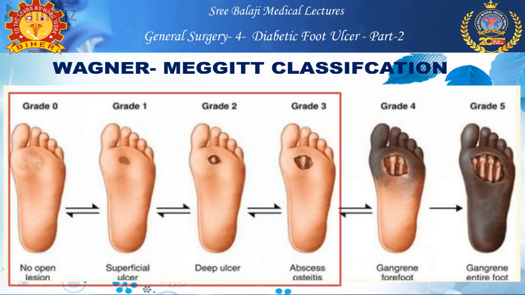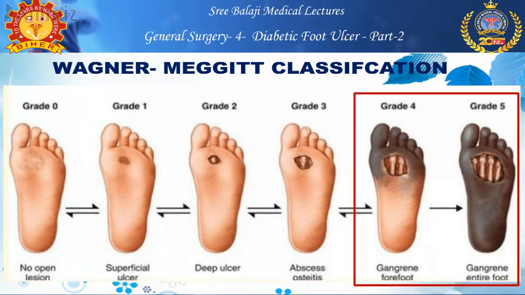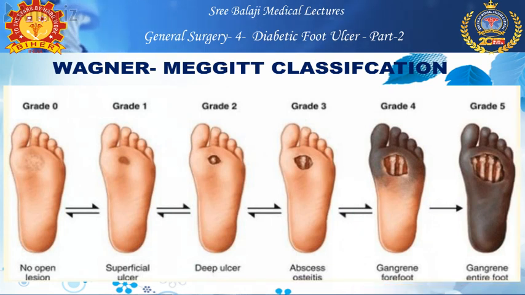Grade 0 to grade 3 mainly deals with the depth of the ulcer, whereas grade 4 and grade 5 mainly describe the ischemic changes in the foot. Whereas the depth ischemia classification tells about the depth and the ischemia separately. It is a modified version of Wagner's classification.